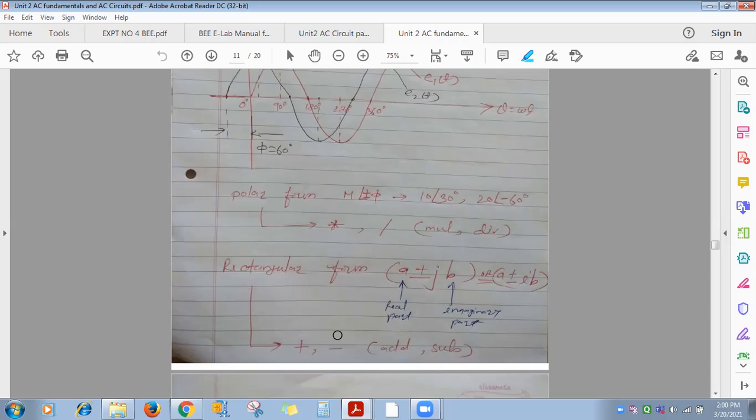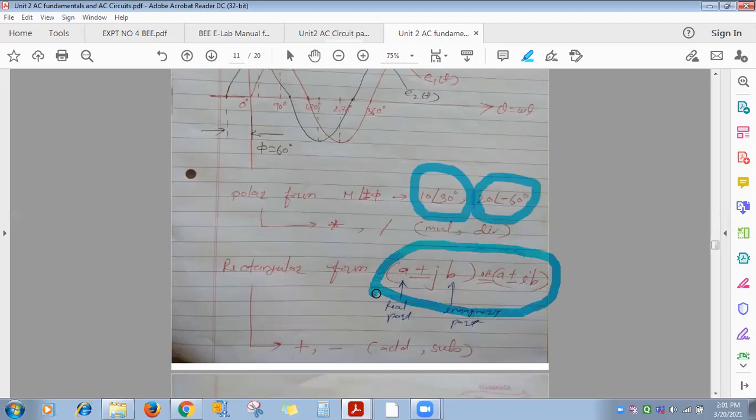So whenever you want to do addition and subtraction, terms must be in rectangular form, and whenever you want to do multiplication and division, terms must be in polar form. Polar form we know is a magnitude and some angle. That angle can be positive or negative. See here, it is a polar form: 10 at an angle of 30 degree, 20 at an angle of minus 60 degree. So it is polar form, and rectangular form is this.